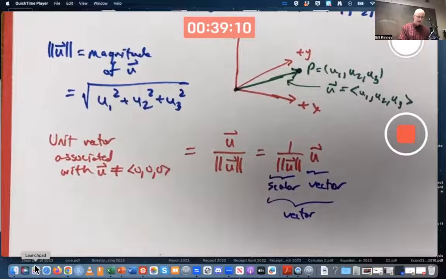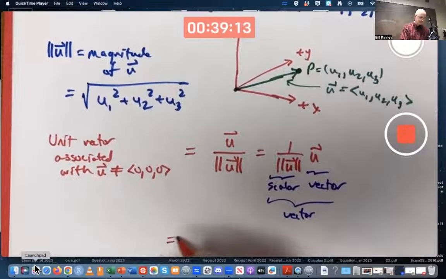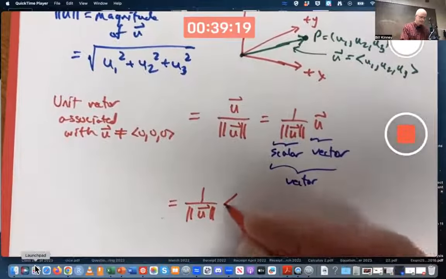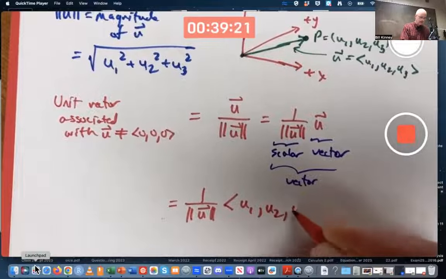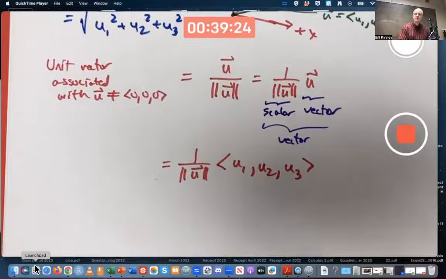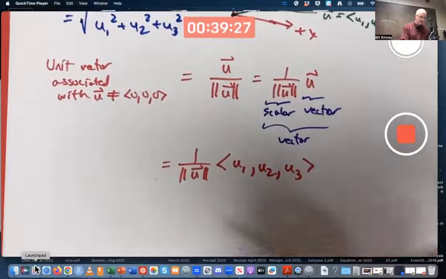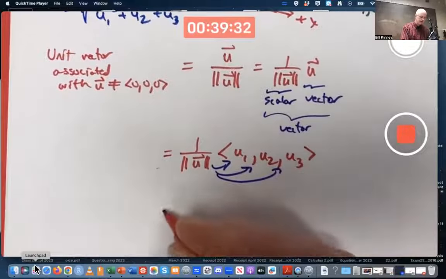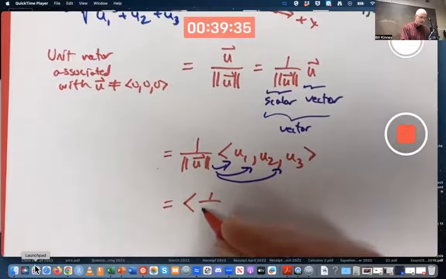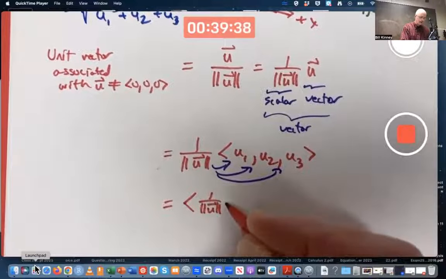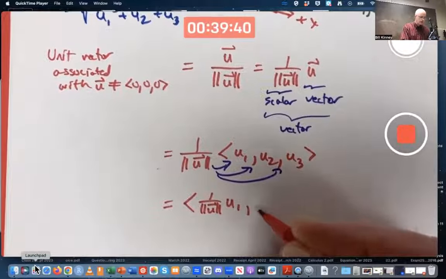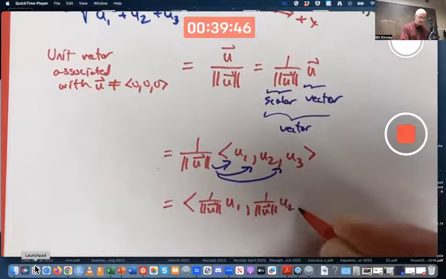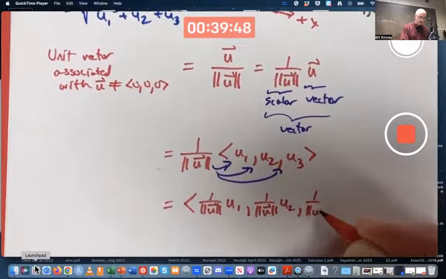But how do you do this multiplication? You do it component-wise. If I write out the components of u, effectively it's like distributing the scalar through the components. Multiply each component by the scalar. 1 over the magnitude of u is just a number. u1, u2, and u3 are just numbers. I've got the product of a bunch of different numbers here, and I'm putting them in a vector.